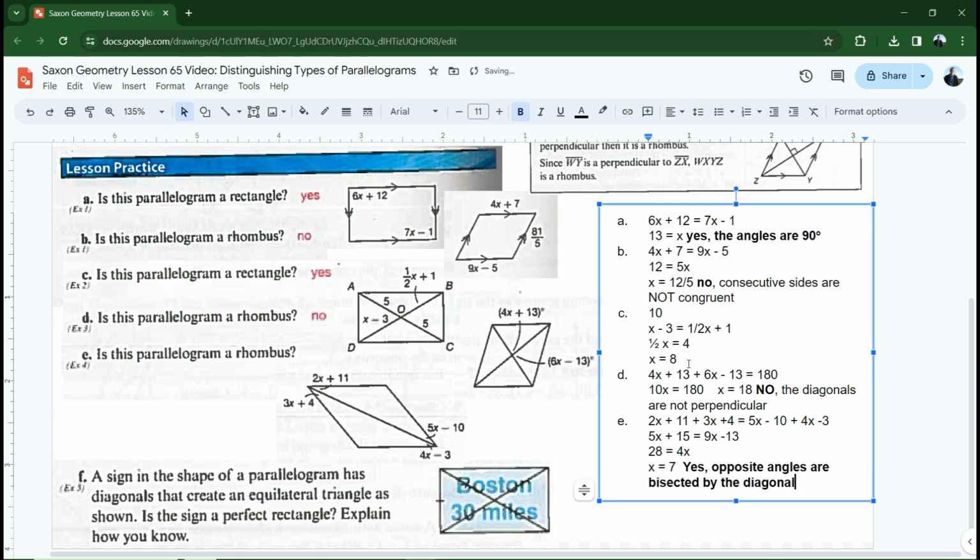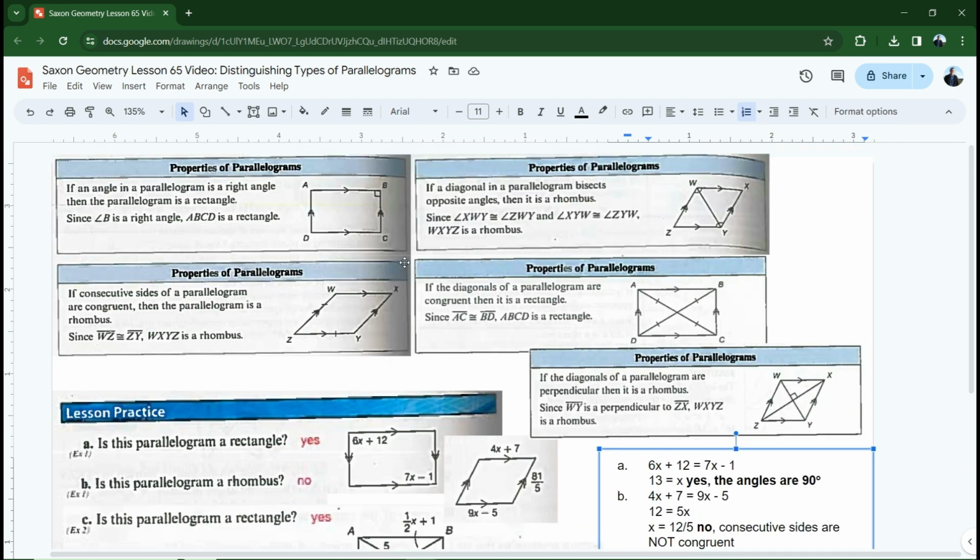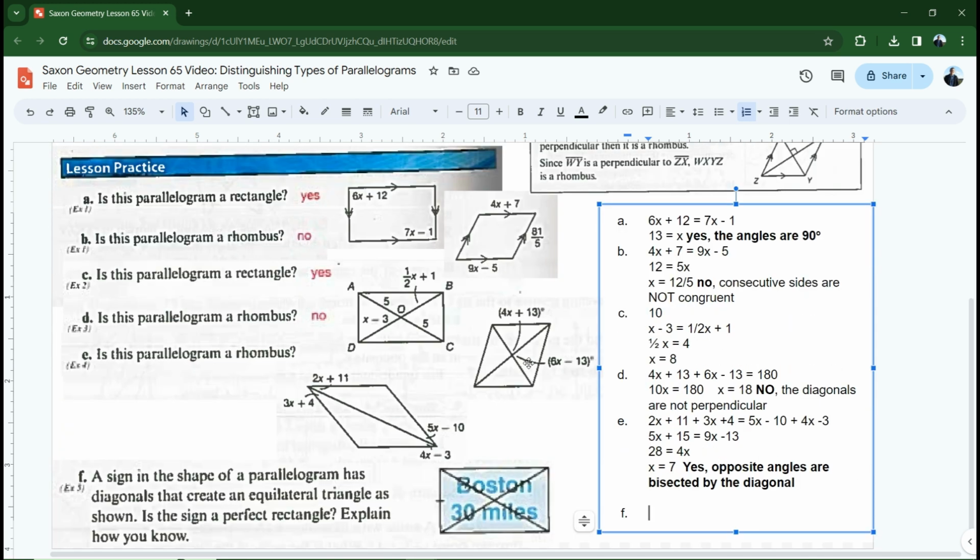All right, lastly, letter F. We're going to be using what we learned here. A sign in the shape of a parallelogram has diagonals that create equilateral triangles as shown. Is the sign a perfect rectangle? Explain how you know. Which one of these might I use to prove that it's a perfect rectangle? I would probably use this property where I have diagonals that are congruent. I see the diagonals drawn here.